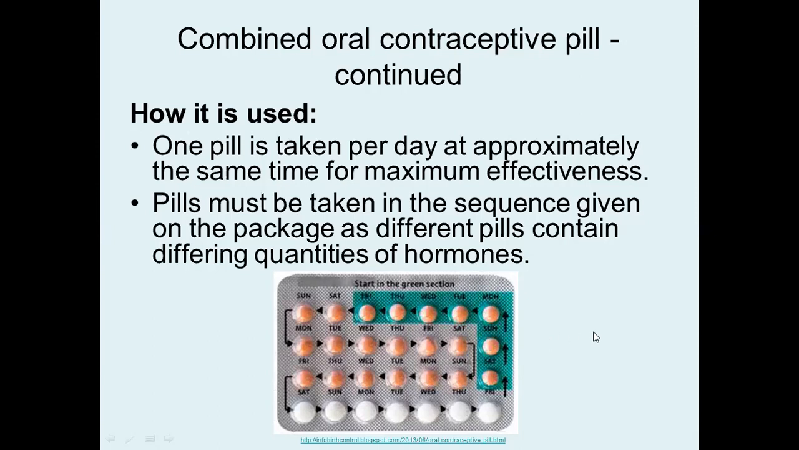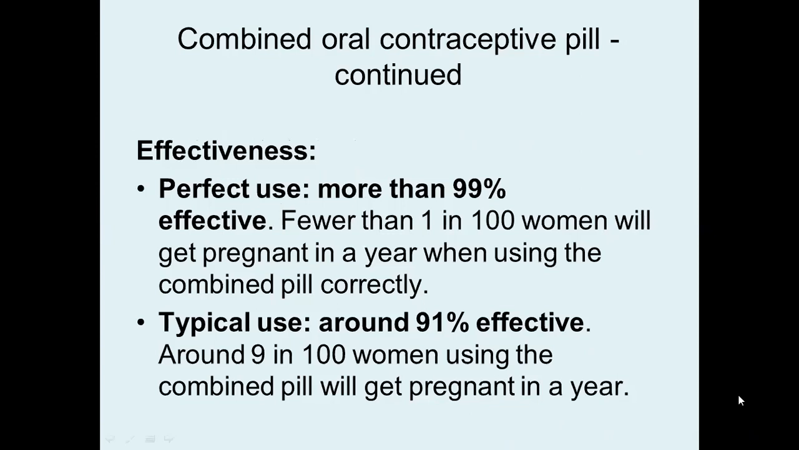So one pill must be taken per day at approximately the same time. It's no good going one day in the morning, the following day only in the evening. And that's to make sure that the hormone levels are kept high enough within the body. And then I've just said to you, the pills must be taken in the sequence given on the package, because different pills contain different quantities of the different hormones. And that's why the sequence is so terribly important.